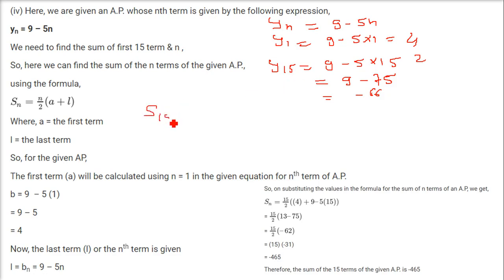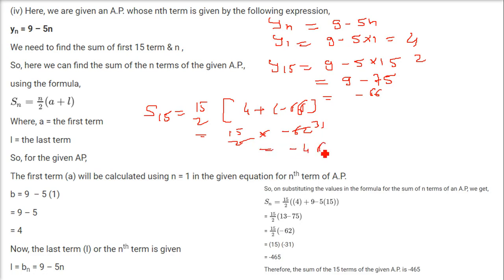Now, how about finding the sum of 15 terms? n by 2, 15 by 2, and a plus l, that is 4 plus minus 66. So 4 minus 66 is what? Minus 62. 15 by 2 into minus 62 is going to be 15 into minus 31, which is minus 465. So this is going to be the result. And the previous two also you are going to solve the same way.